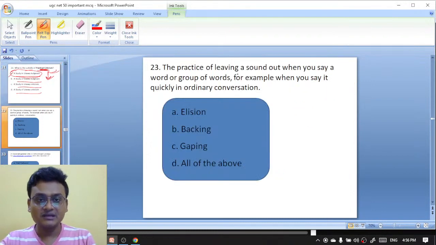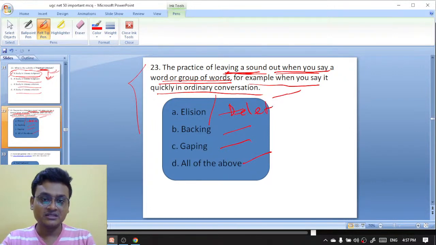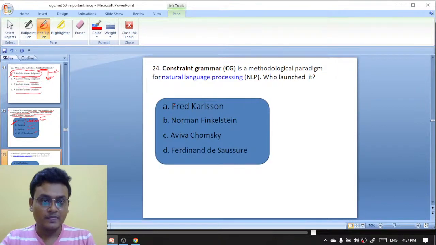Okay. The practice of leaving a sound out when you say a word or a group of words, for example when you say it quickly in ordinary conversation, is known as elision, backing, gapping, all that. Elision means deletion. So it is elision. So A is the right answer here.